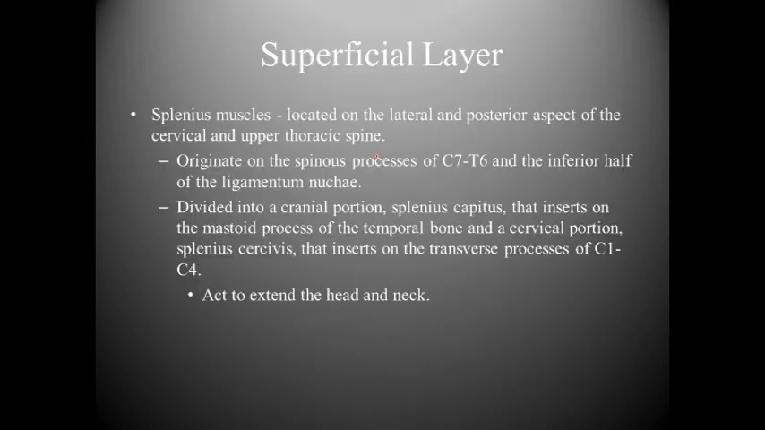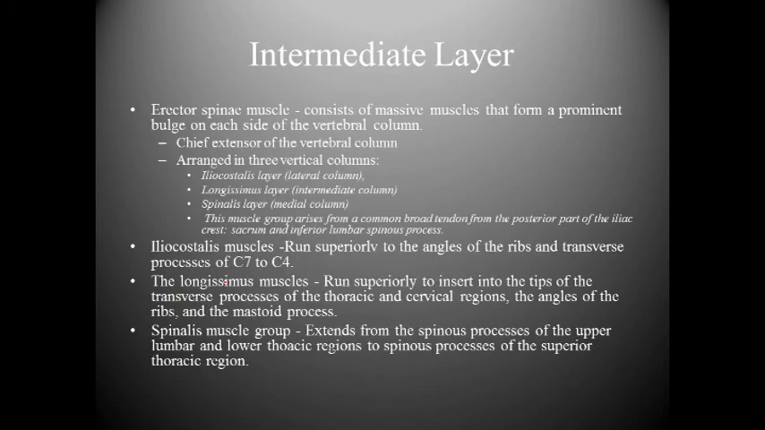Okay, so the superficial layer. Splenius muscles are located on the lateral and posterior aspect of the cervical and upper thoracic spine. They originate on the spinous processes of C7 through T6 and the inferior half of the ligamentum nuchae. It's divided into the cranial portion, splenius capitis, that inserts on the mastoid process of the temporal bone, and a cervical portion, splenius cervicis, that inserts on the transverse processes of C1 to C4. And all you really need to know is that the splenius muscles act to extend the head and the neck.